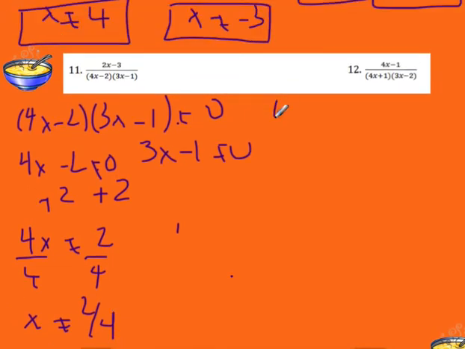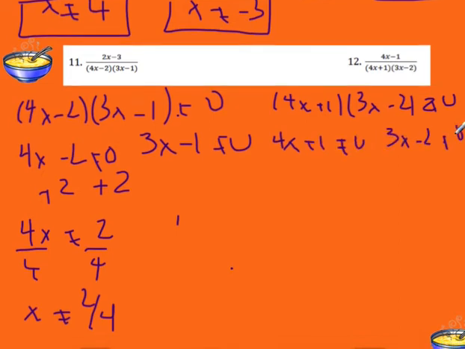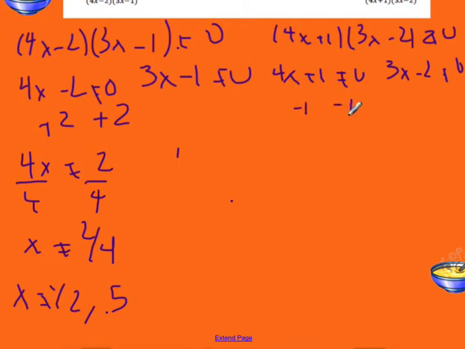Then, taking a look at number 12, 4x plus 1, 3x minus 2 cannot equal 0. So 4x plus 1 cannot equal 0, and 3x minus 2 cannot equal 0. For the first one, we're going to subtract 1 from both sides, and we get 4x is not equal to negative 1. Then you're going to divide both sides by 4. So you can get that x is not equal to a negative 1/4, or you could also put that as a negative 0.25 if you wanted to divide out that fraction.